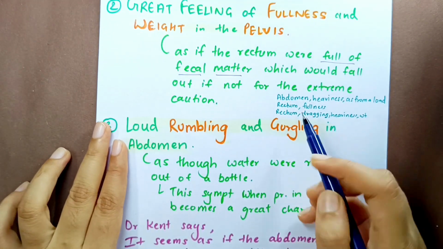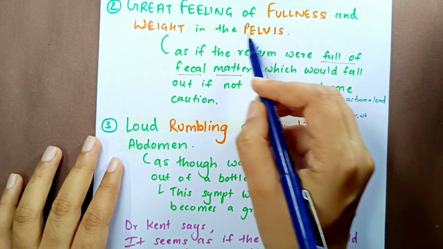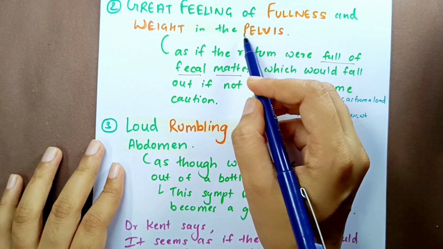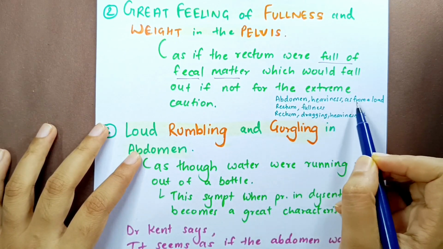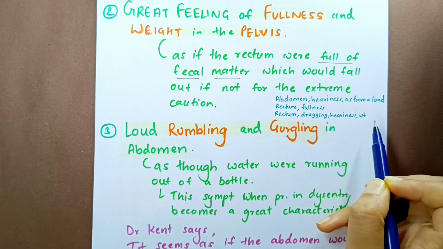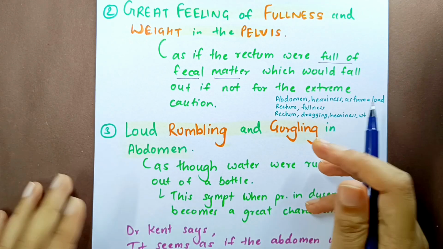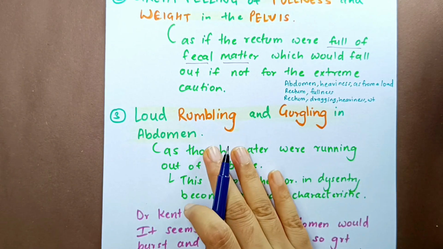Now the rubrics relating to it in Kent's repertory are abdomen heaviness as from a load. So the whole pelvis they're talking about, right? The pelvis is completely full and heavy. So abdomen heaviness as from a load. Rectum fullness. Rectum dragging, heaviness, weight. The third point is about the loud rumbling and gurgling in abdomen.